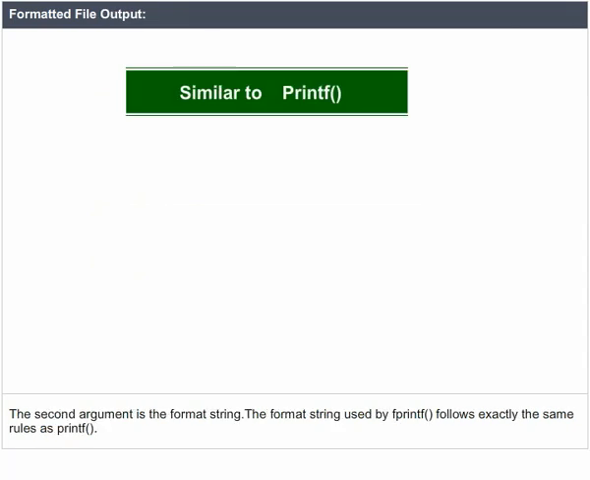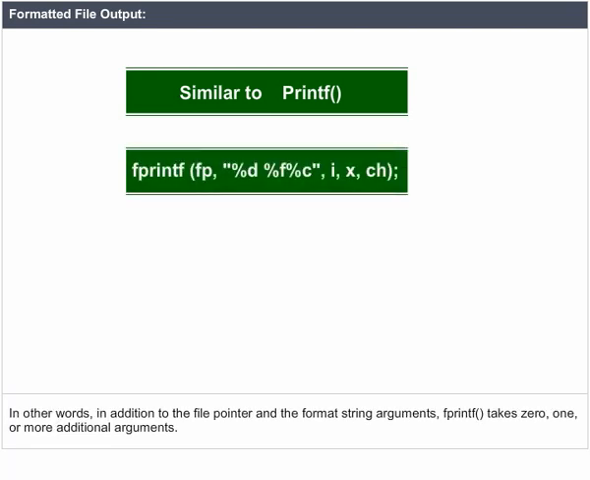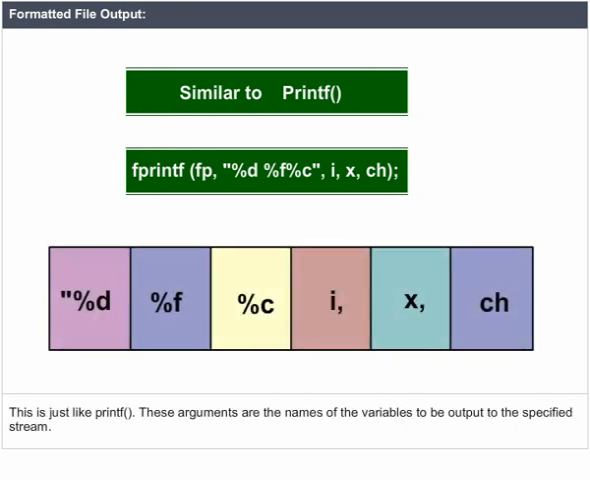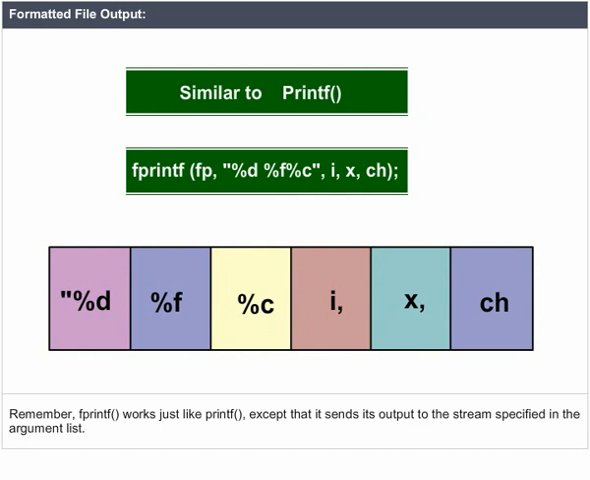Formatted file output. The second argument is the format string. The format string used by fprintf follows exactly the same rules as printf. In other words, in addition to the file pointer and the format string arguments, fprintf takes 0, 1 or more additional arguments, just like printf. These arguments are the names of the variables to be output to that specified stream. Remember, fprintf works just like printf, except that it sends its output to the stream specified in the argument list.